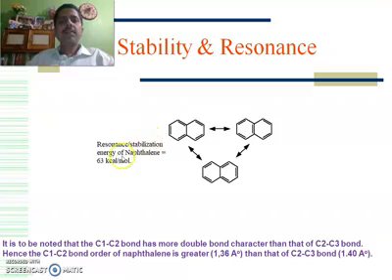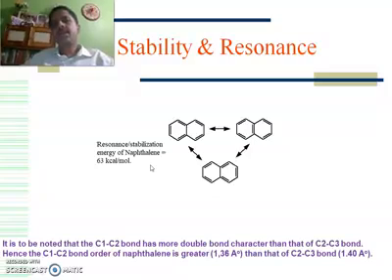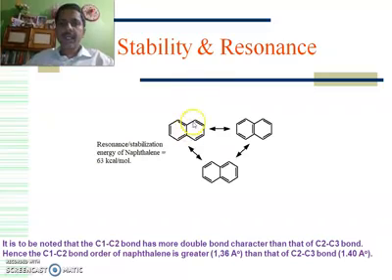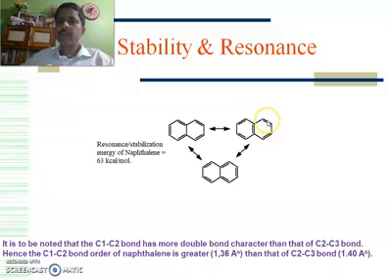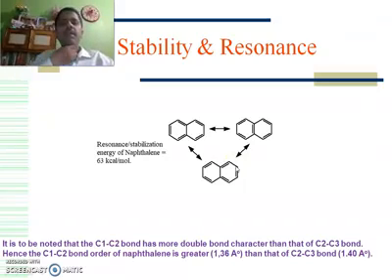Now, the resonance stabilization energy of naphthalene is found to be 63 kilocalories per mole. Now, let us see one interesting feature of naphthalene here. This is the carbon 1 position, this is the carbon 2 position. The C1-C2 bond is a double bond here. In this structure it is also a double bond, but in this structure it is found to be a single bond. That's why the C1-C2 bond has more double bond character than the C2-C3 bond. Hence the C1-C2 bond order of naphthalene is greater.